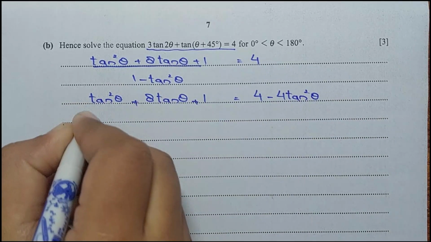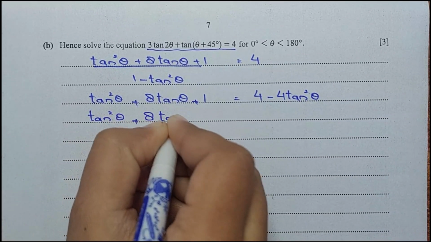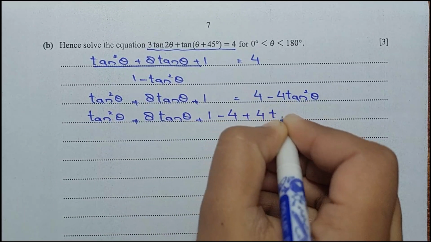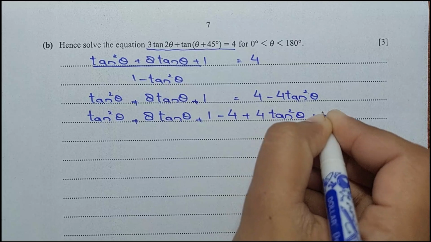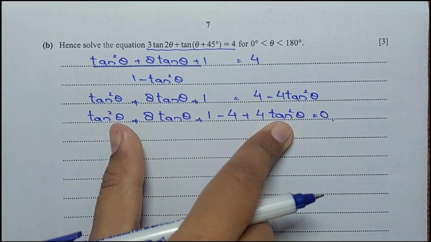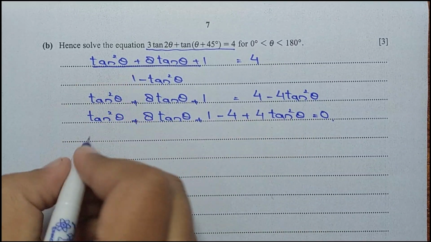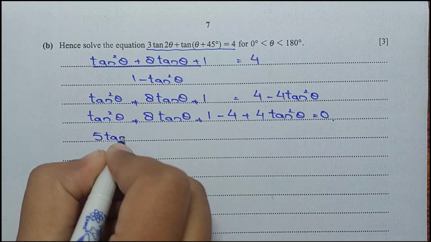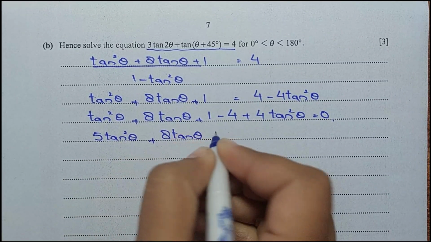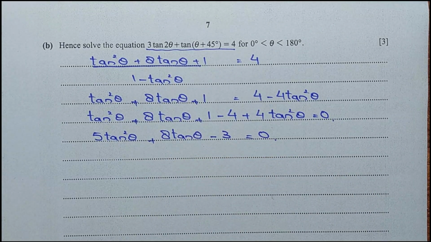Shift all the terms to the left. Tan square plus 8 tan plus 1 minus 4 plus 4 tan square. Alright. Now this is tan square term. Tan square and tan square, which is 4 plus 1. This is 5 tan square plus 8 tan, and 1 minus 4 is minus 3. This is the quadratic equation in tan theta.